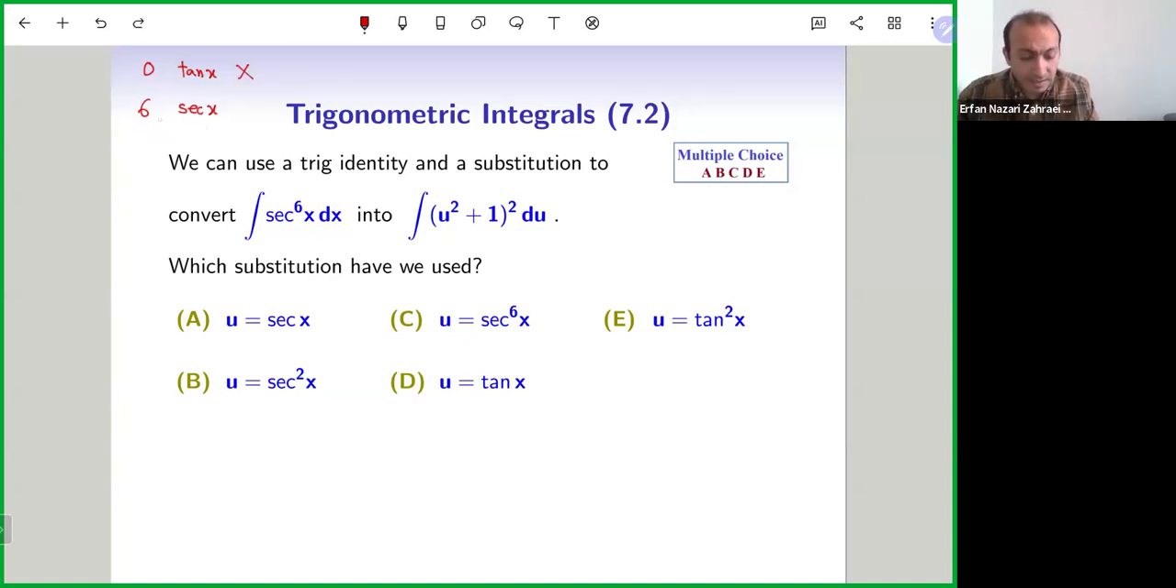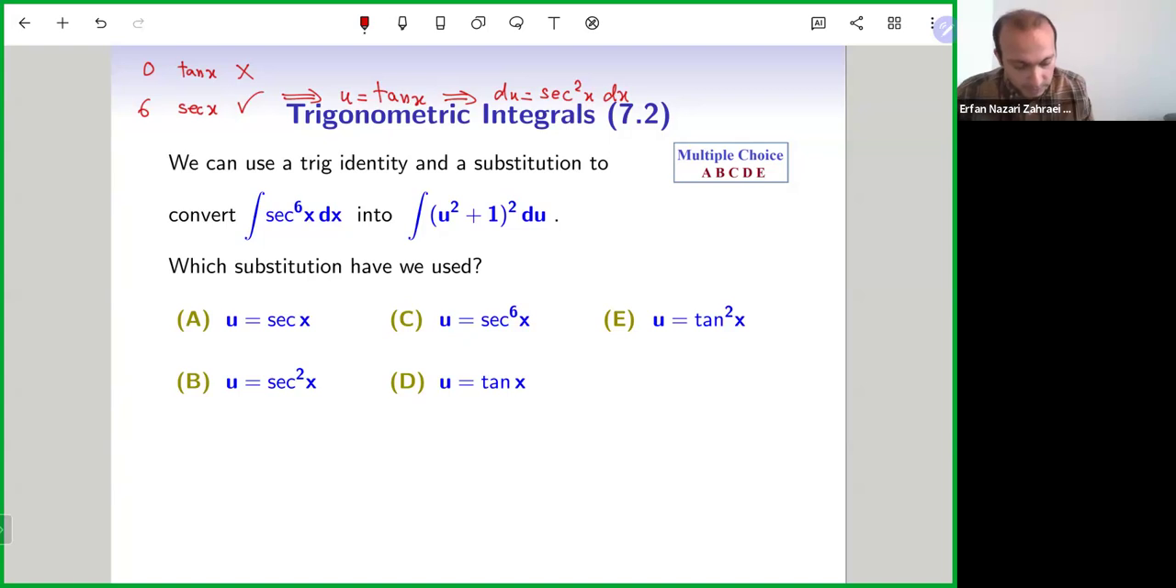What about secant? I needed an even number of secant. That's an even number of secant. 6 is even. So this is good. So I need to do a substitution. The number of secant is good, so I should do the substitution with the other term, which is tangent. So I should do the substitution u equals tangent. Then what is du? du is secant squared dx.